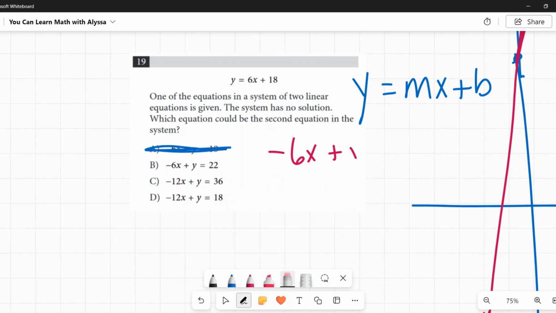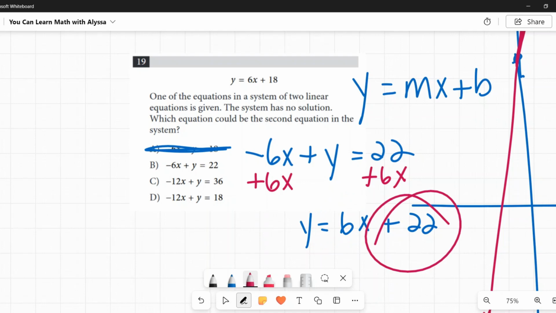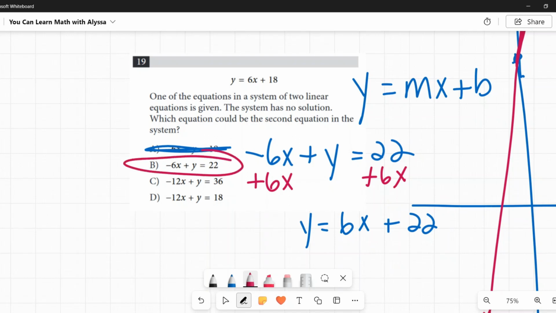Marking that one out. All right, our second one, negative 6x plus y equals 22. Same sort of thing. I'm going to get rid of the 6x on the left by adding 6x to both sides, and I get y equals 6x plus 22. And there we go. That's what we're looking for. It's in that y equals mx plus b format, so I know my 6 is my slope, my m. That's what I want. I want the same slope, and it has a different y-intercept, so it is not right on top of it. It is parallel to it. There's no solution. B is my answer.